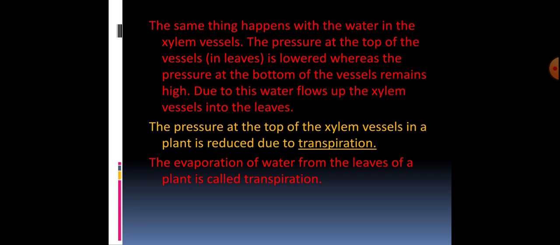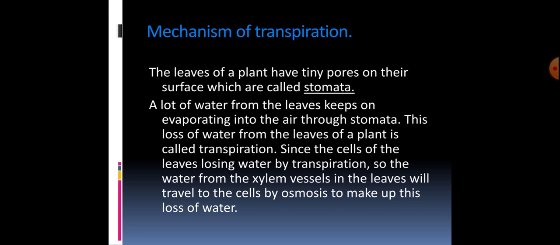Now a question arises in your mind: how does transpiration reduce the pressure at the top? The evaporation of water from the leaves of a plant is called transpiration. You all know. Now the question is how transpiration reduces the pressure at the top. I will explain, students. In the leaves, we all know there are some teeny pores called stomata. You all know about stomata. Stomata are small openings present on the surface of the leaf which help in gaseous exchange and the process of transpiration.